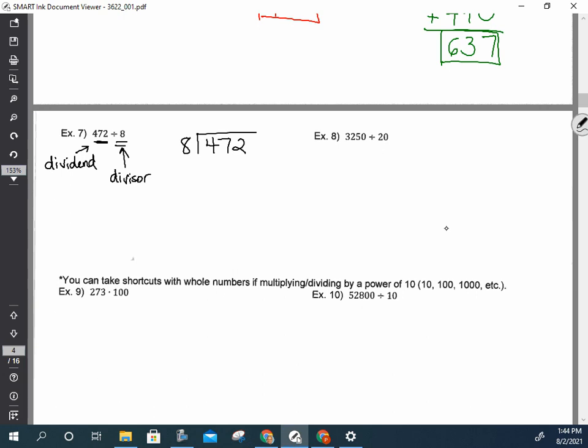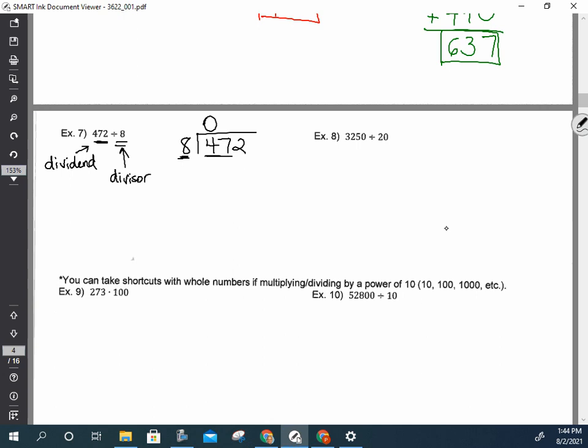So now we start dividing. So we have an 8 sitting outside, we start with the 4. We ask ourselves, how many times will 8 divide into 4? It doesn't. So I'll put a 0 up there to let myself know that I've tried that and it didn't work. Now we move on.